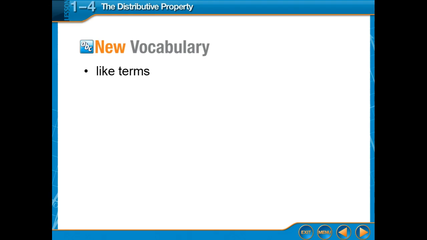Your new vocabulary is like terms. Those are terms in an expression that are alike. For example, a number is like other numbers. For example, 3, 7, -14. Those are all like terms because they're all numerical. Other like terms might be 4x, 18x, 0.25x, because they are all involving the variable x.